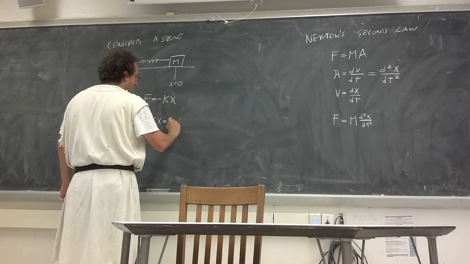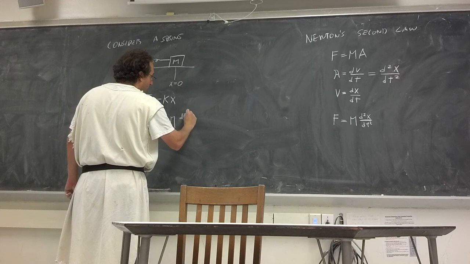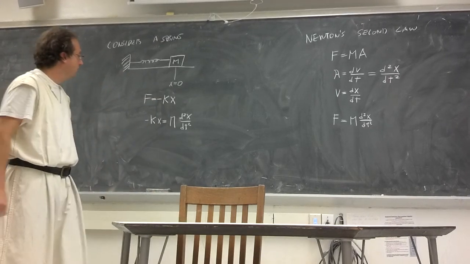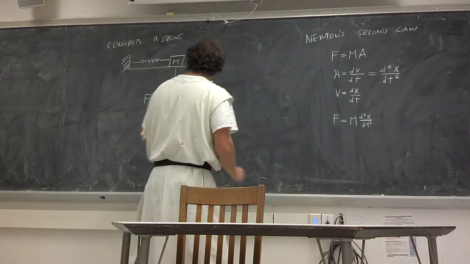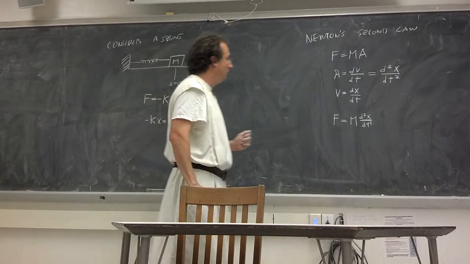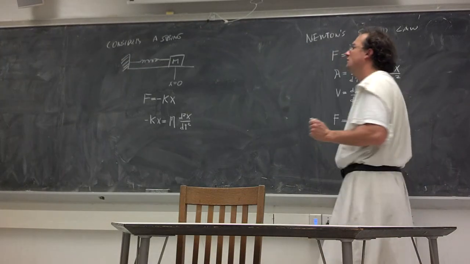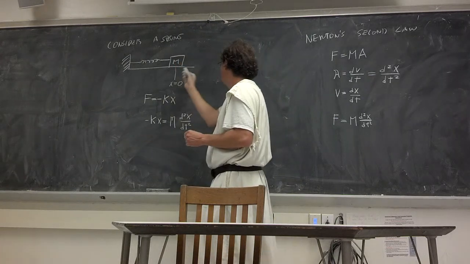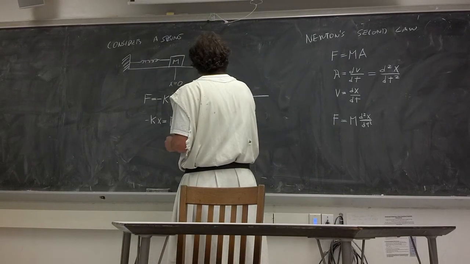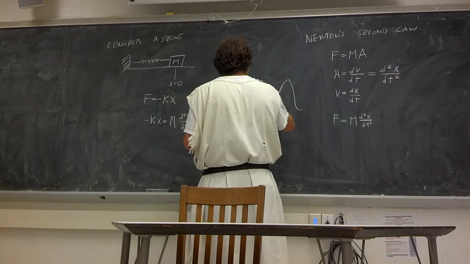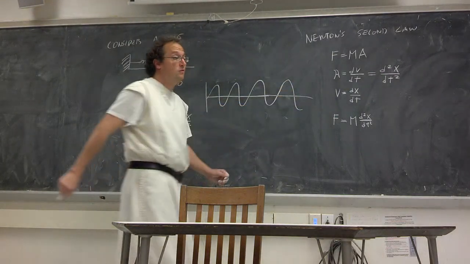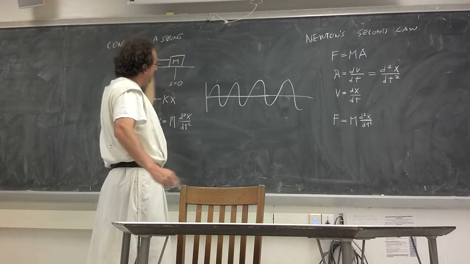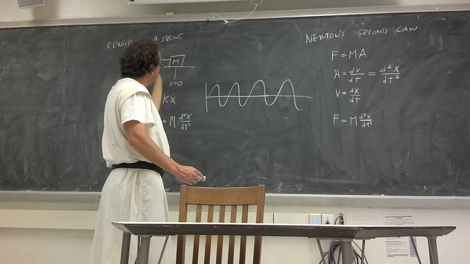Now we can substitute that into this equation: negative kx equals m times the second derivative of x with respect to t. And now we have a second order differential equation that we want to solve, and the solution is going to be like this. It's going to be a sine wave. It's going to keep on going to infinity. We pull this thing off a little bit, and it just starts oscillating back and forth and back and forth.